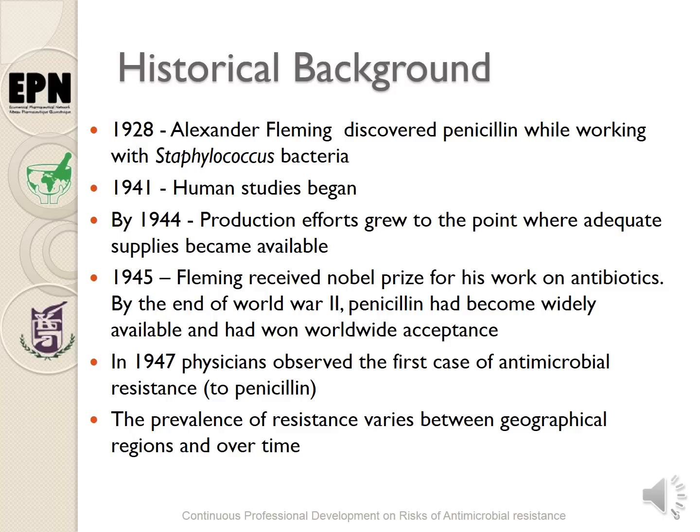In 1941, human studies on penicillin began, and the production efforts grew to the point where adequate supplies became available by 1944. And Fleming received his Nobel Prize for his work on antibiotics in 1945. By the end of World War II, penicillin had become widely available and had won worldwide acceptance.